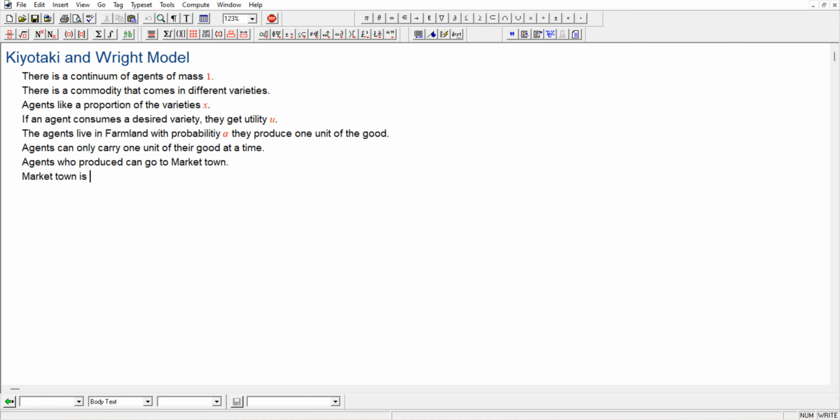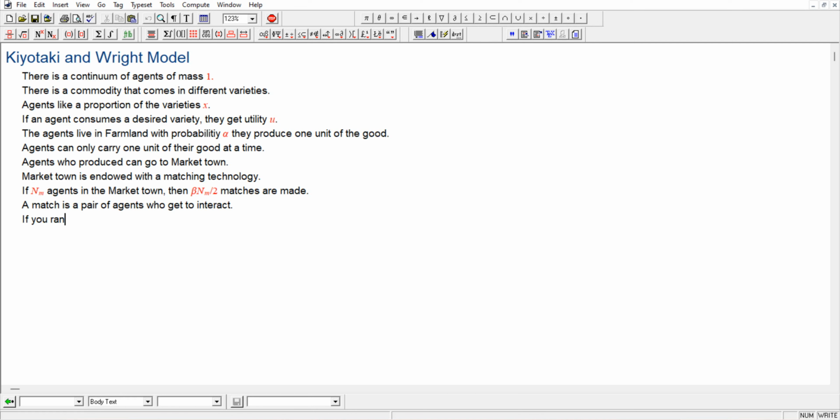Market town is endowed with a matching technology, and what that does is that each period, if there are n sub m agents in the town, then beta times n sub m over 2 matches are made. A match is a pair of agents who get to interact. Okay? So what that means is the probability of me finding anyone is going to be beta.